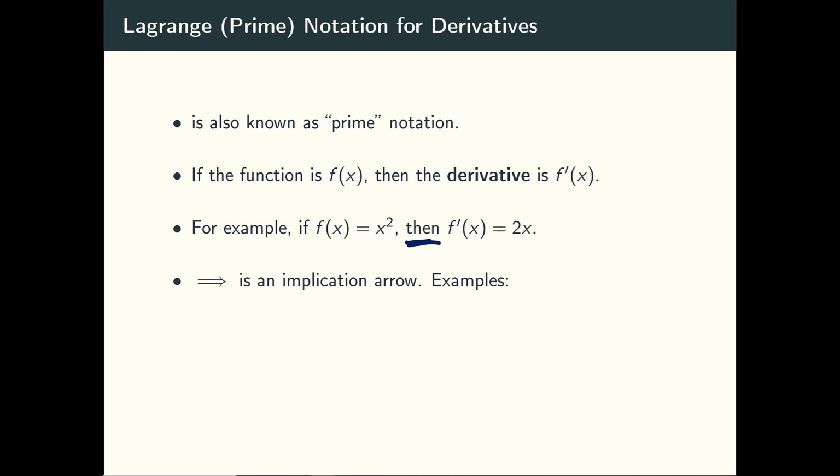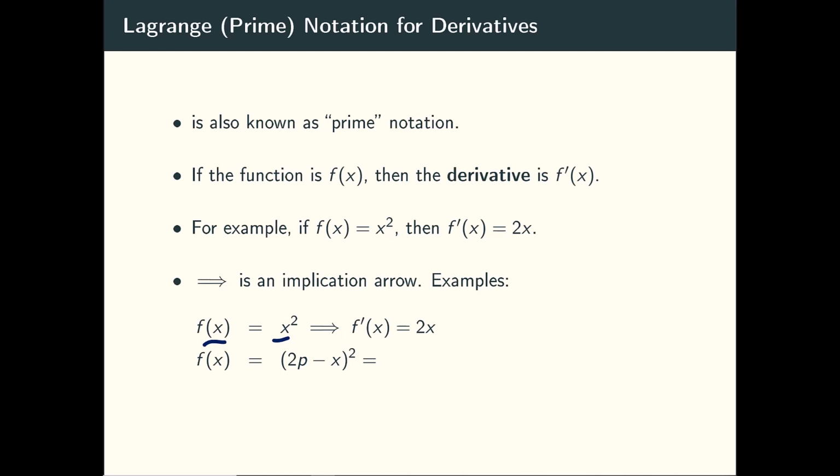A simpler way of writing this is to use an implication arrow. And here are some examples. We've got f of x is equal to x squared, which implies that the derivative of f of x, f prime x, is equal to 2x. We can look at another way of writing this.